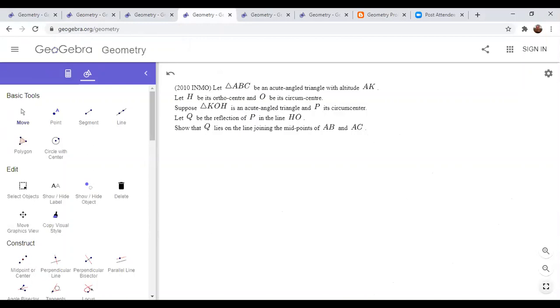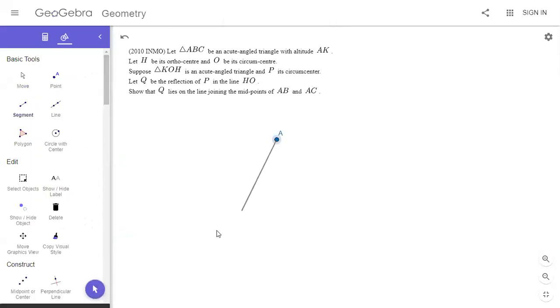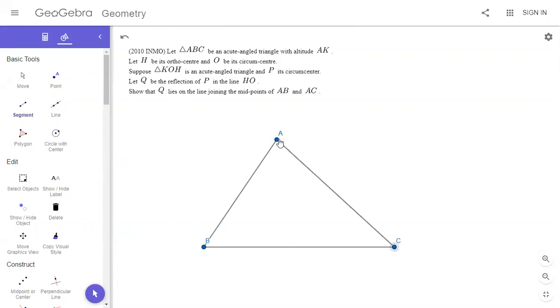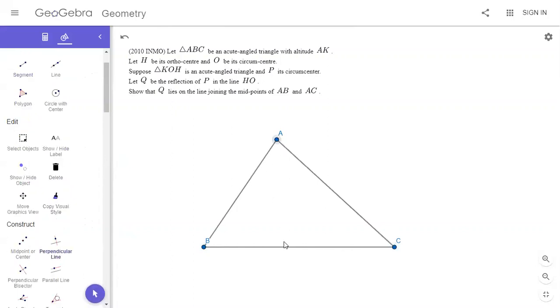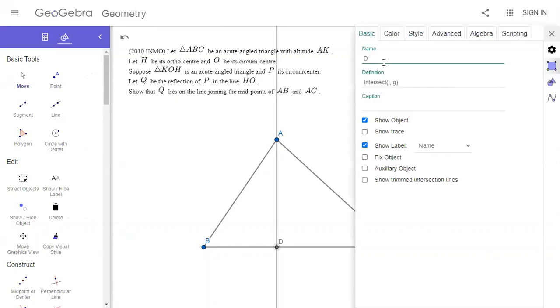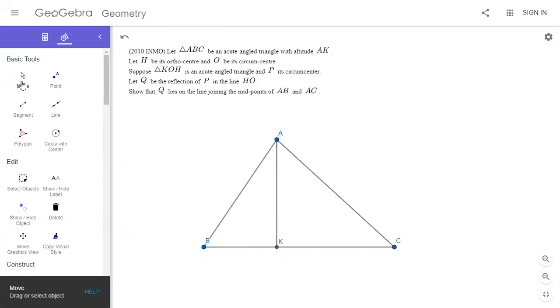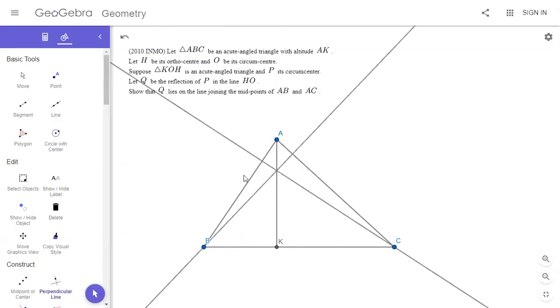This one looked kind of interesting. This one's from India. So we have triangle ABC is an acute triangle with altitude AK. All right. H is the orthocenter. So let's draw another perpendicular. Why not draw all three? O is the circumcenter.